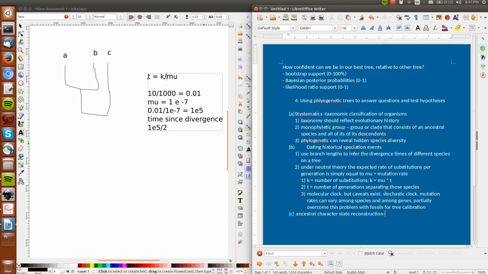There's sort of two general approaches to this. One uses the principle of parsimony. This is again this idea that the simplest solution is the best solution. In other words, that the ancestral character state reconstruction that is the best is the one that requires the fewest changes along the tree. And this was the only way this was done for quite some time.